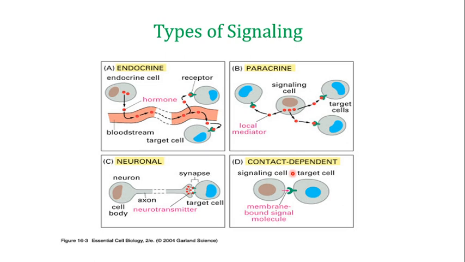Another type of signaling is known as contact dependent signaling, in which a membrane bound signal molecule interacts with the target cell. So here the signal molecule is not released; it is presented on the surface of the cell, so the whole cells are going to interact with each other. Now, this is an overview. I have a detailed video on the types of signaling, and I'll share the link in the description.